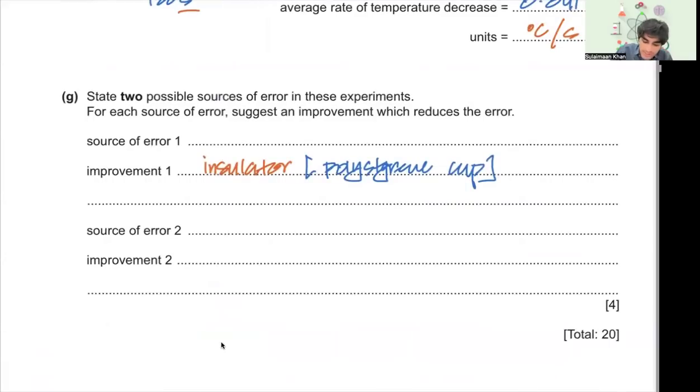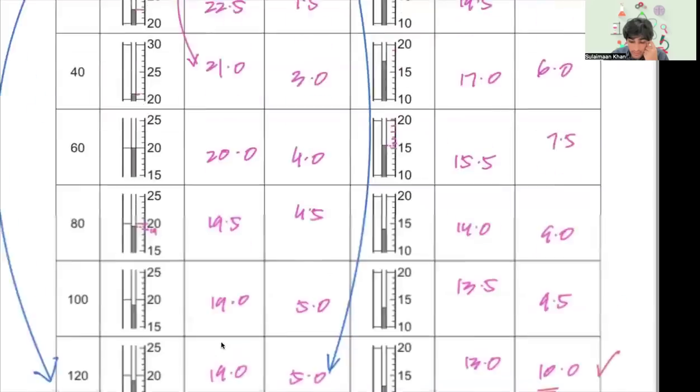So the source of error is that there's heat gained, not lost. Heat is gained from surroundings. That's the error. And the improvement is use an insulator. What can the other improvement be? Yeah, I told you one of the other improvements.